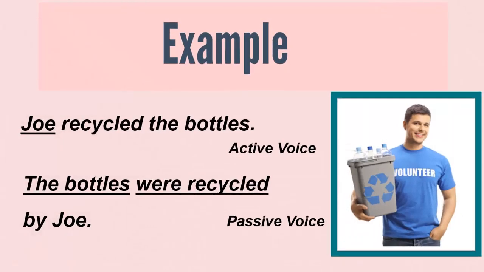An easy way to remember the difference between the two is that in active voice, a sentence emphasizes the subject performing an action, while in the passive voice, the sentence emphasizes the object or the action of the sentence. The first sentence is in active voice and the second one is in passive voice. Joe is the subject or the doer of the action. He is doing recycling, and the bottles is the object of recycling. Both sentences are essentially saying the same thing. But in the first one, the focus is on Joe, who's the doer of the action. And in the second one, the focus is on the bottles.